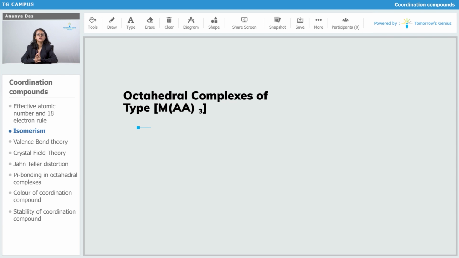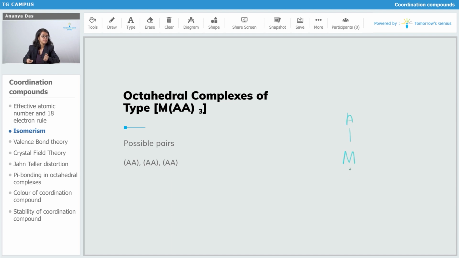Next we have the octahedral complexes of the type M(AA)3. This means that we have a didentate ligand. Both of the donor atoms of the didentate ligand are the same, but that didentate ligand is present 3 times. So this is the only possible pair. Obviously there are no other alphabets you can mix and match it with.